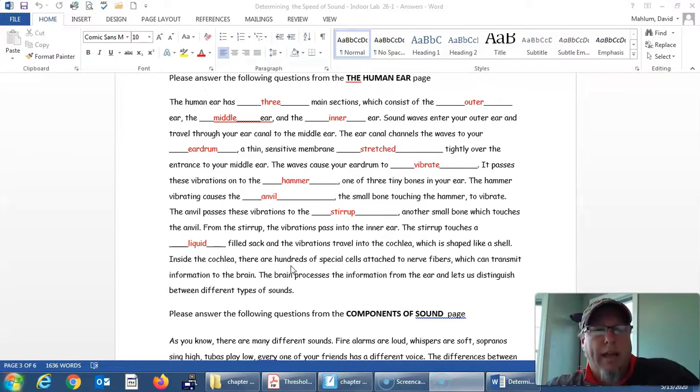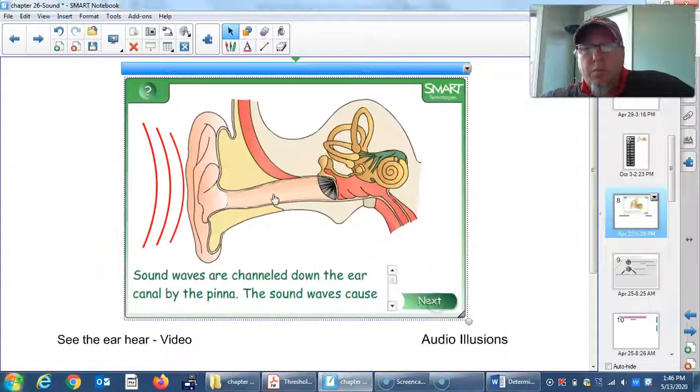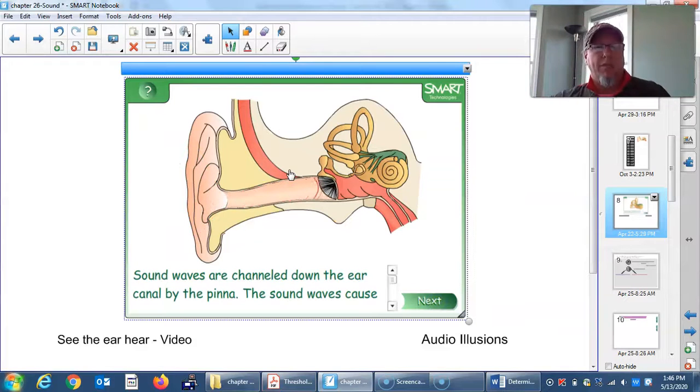Another part of your packet that was really nice was there's a part about the human ear and how we actually hear those sounds that we hear. So in my notebooks, I have this slide which kind of demonstrates how the ear hears. I'm not going to read the words down here, but sounds come in the sound waves. Remember, it's a longitudinal wave or a compressional wave. And they come in and they make the eardrum vibrate.